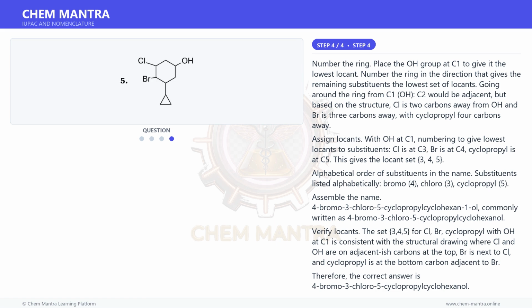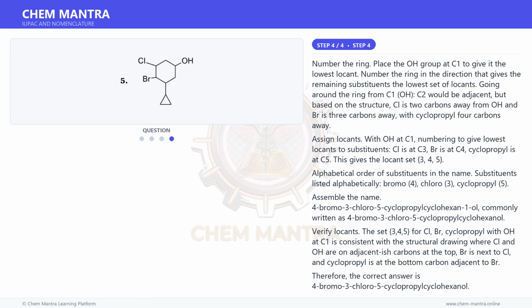Number the ring in the direction that gives the remaining substituents the lowest set of locants. Going around the ring from C1 or C2 would be adjacent, but based on the structure, Cl is 2 carbons away from OH and Br is 3 carbons away, with cyclopropyl 4 carbons away.